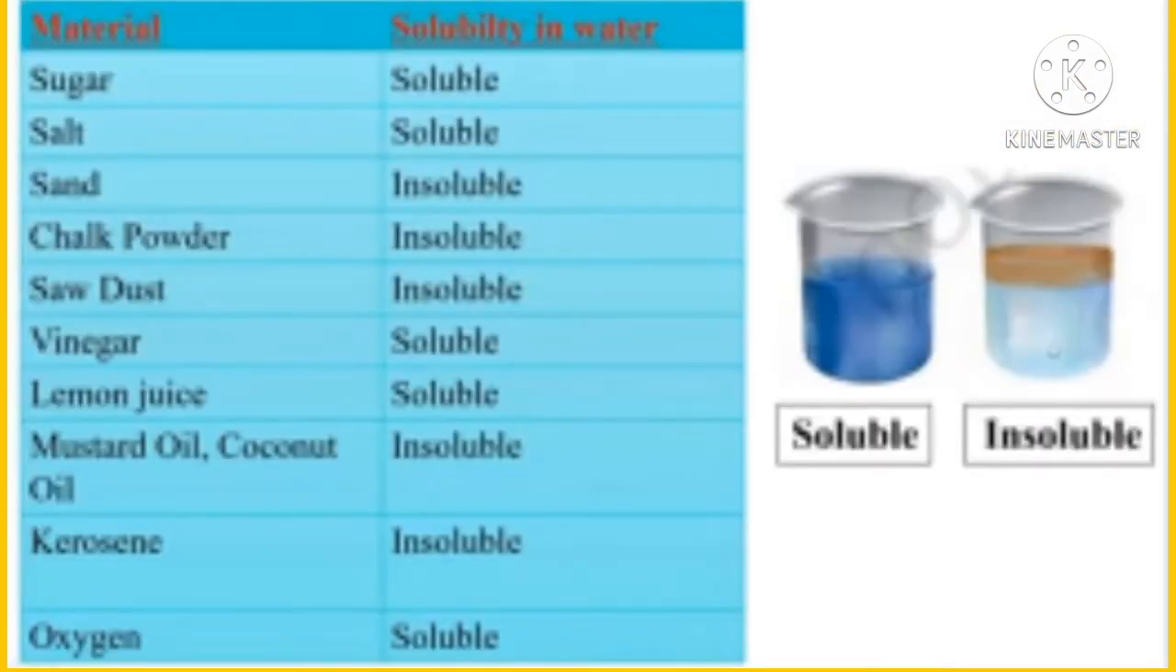Here is a list of some materials and their solubility. Sugar, it is soluble in water. Salt, soluble in water. Then sand, chalk powder, sawdust, they are insoluble in water. Vinegar, lime juice are soluble in water. Mustard oil, coconut oil, kerosene, they are insoluble in water. Oxygen, it is a gas, it is soluble in water.